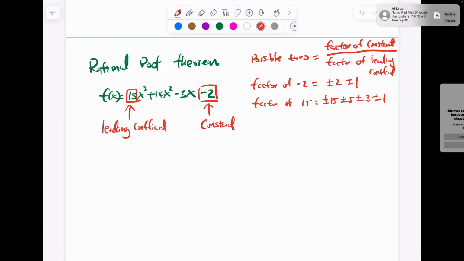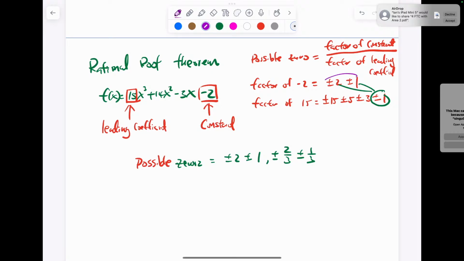So now the possible zeros are these divided by each other. I usually start with the easiest one, the 1. So the possible zeros divisible by positive 1 will be plus minus 2 and plus minus 1. Is that okay? And then plus minus 2/3 and plus minus 1/3. Is that okay?